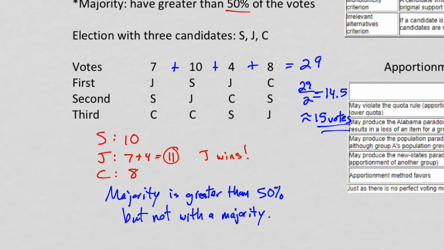Okay, and that sometimes can be very important to people. And that's why, if that is important to a certain group doing this, then you would have to hold another round, round 2, which means you have to eliminate the C, because he or she has only 8, and then you would have to add those to S, and then you would have a majority. So it just depends on the situation and the group and what's important to them.